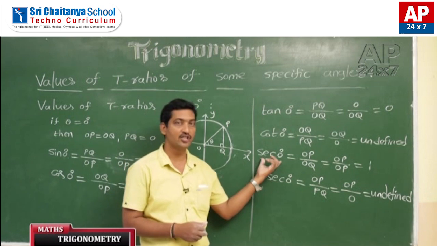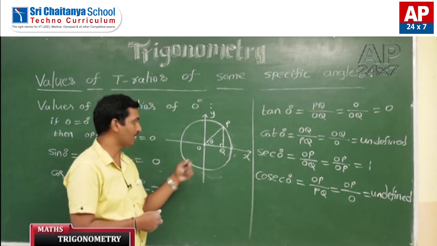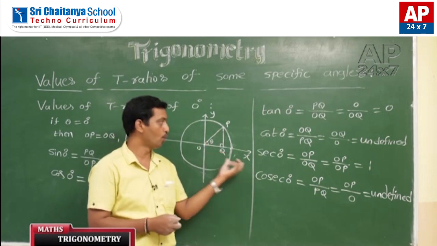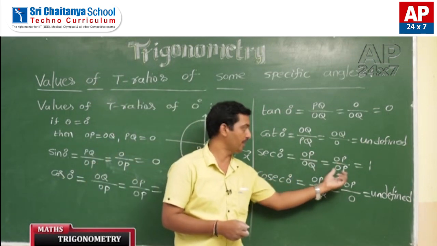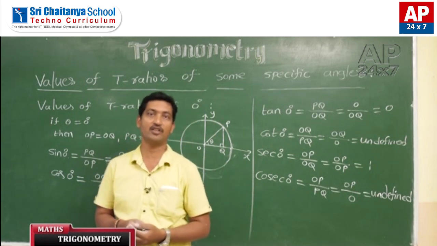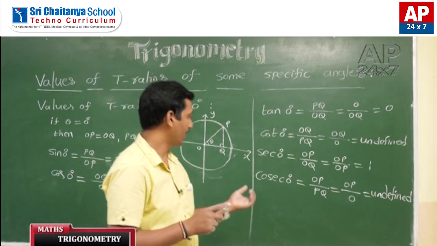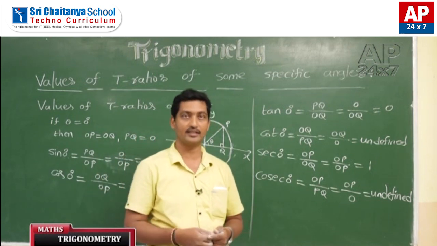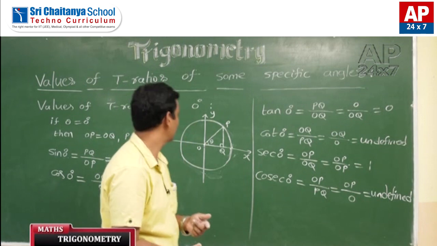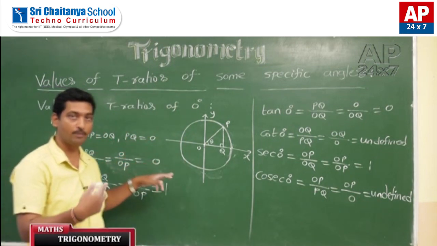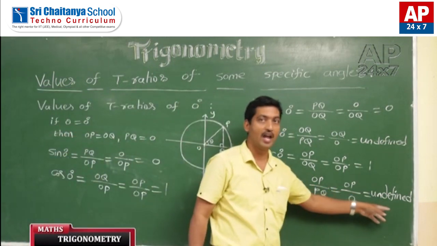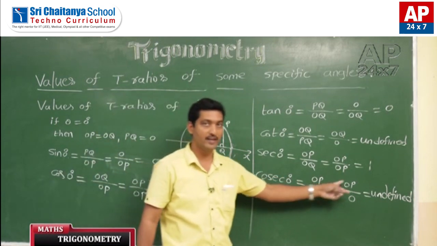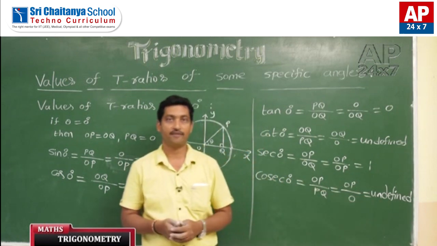Now come to secant 0 degrees. From the diagram, secant theta is equal to OP by OQ. OP by OQ equals OP by OP, which is equal to 1. Therefore, secant 0 degrees is equal to 1. Now cosecant 0 degrees. Cosecant 0 degrees is nothing but 1 by sine 0 degrees. Sine 0 degrees is 0. Therefore, 1 by 0 is again undefined. Otherwise, from the diagram also we can get it: OP by PQ, OP by 0, which is undefined.